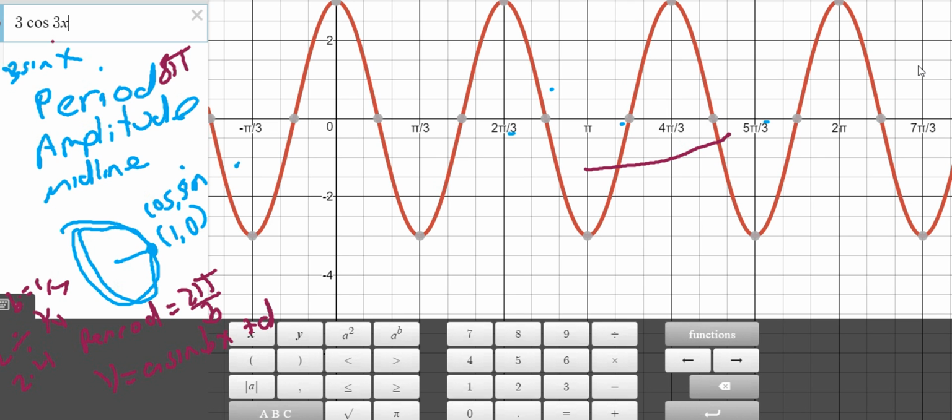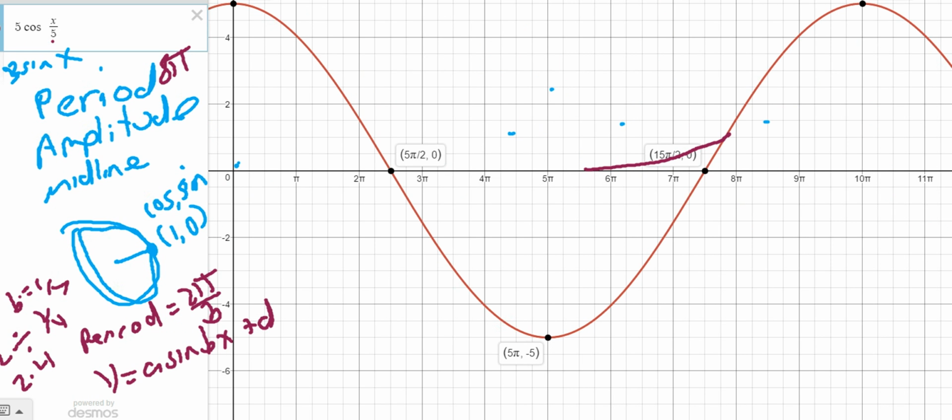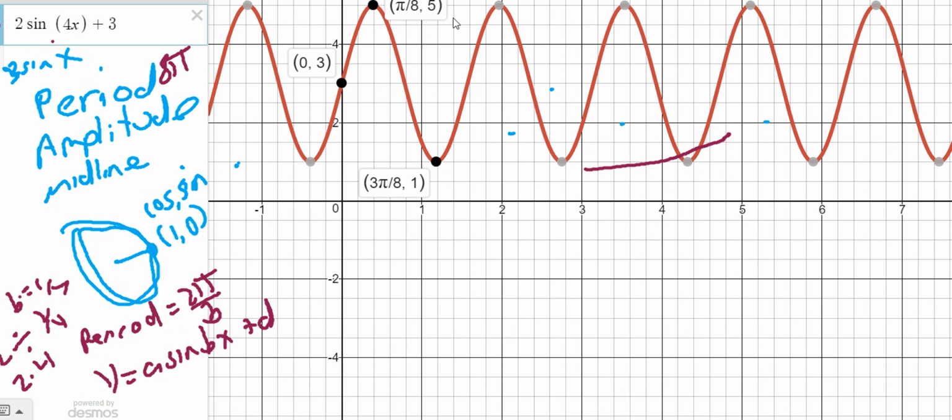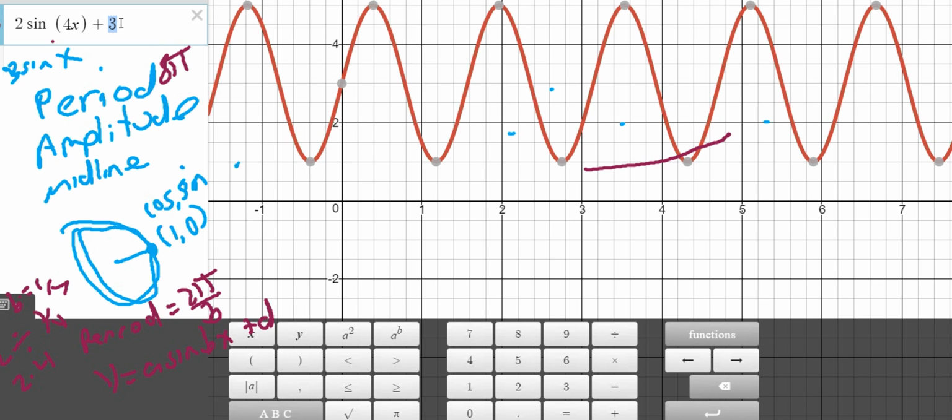So let's look at midline shift. All right. Here is a midline shift. So the midline is the last thing. See this plus 3 here? That's what's moved my midline.